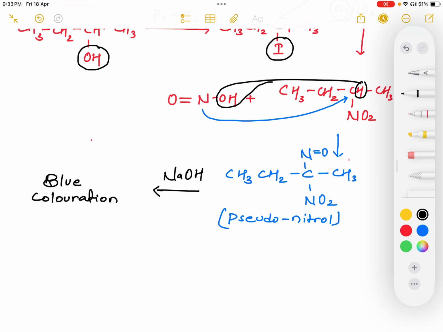If it says that we have done Victor-Meyer test and we got blood red coloration at the end, we need to understand that it is 1-degree alcohol. Okay, so these are the criteria that you must understand.